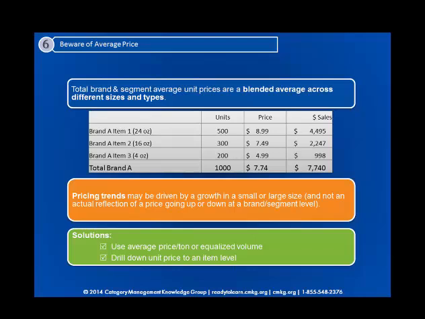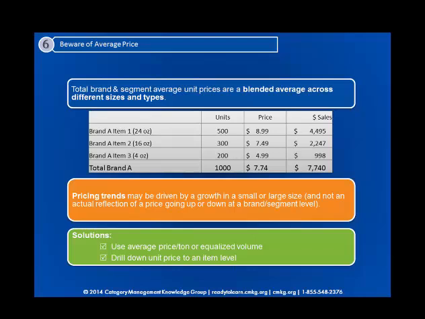So one solution is to have an average price per ton or equalized volume or statistical volume. It's got a number of different names, instead of per unit. And so basically you would assign a value based on that volume. So here we were showing the volume of the items at 4, 16, and 24 ounces. So by using statistical volume, you're able to do some better analysis of average price.